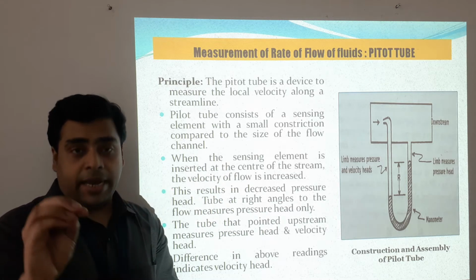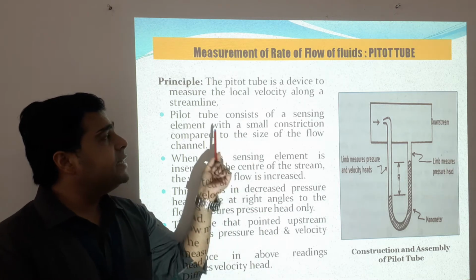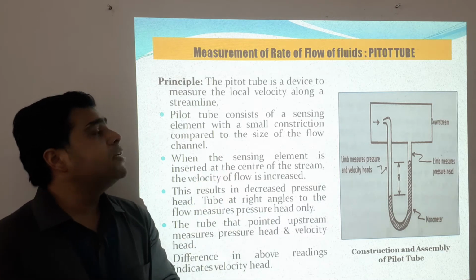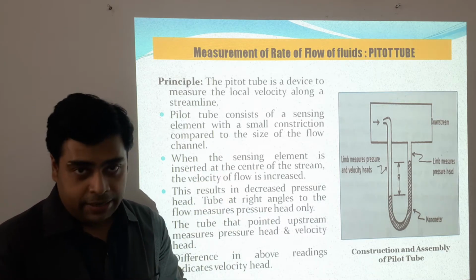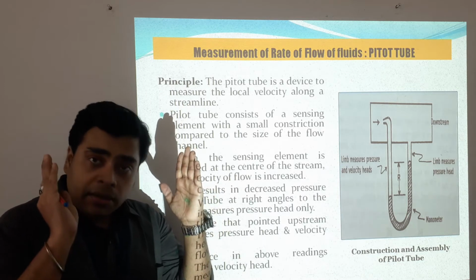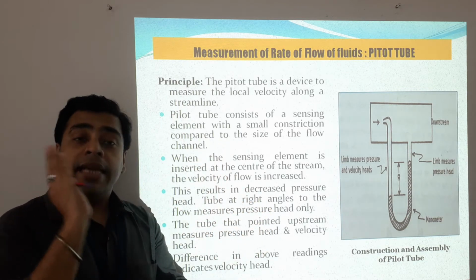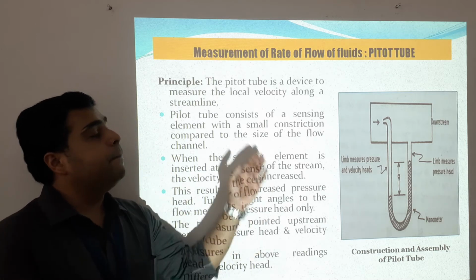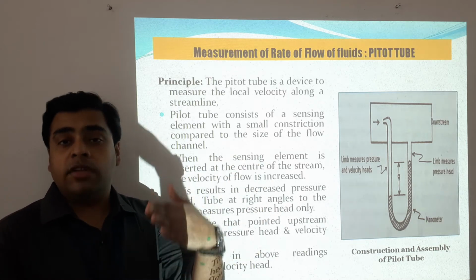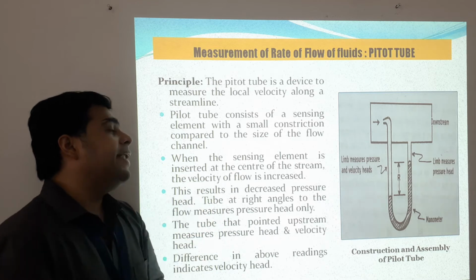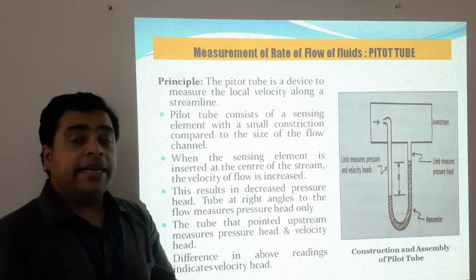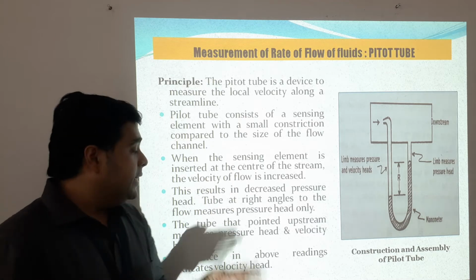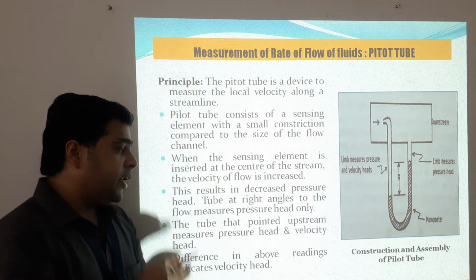velocity along a streamline. Pitot tube consists of a sensing element, that is a sensor, with a very small constriction compared to the size of the flow channel. When the sensing element is inserted at the center of the stream, the velocity of the flow is increased. This results in decreased pressure head.